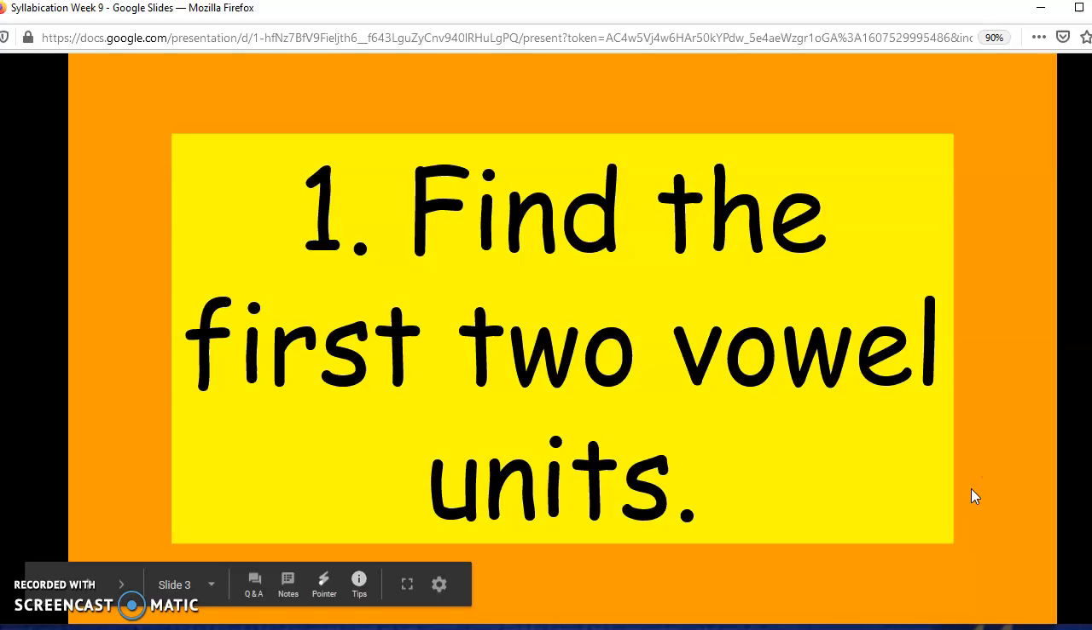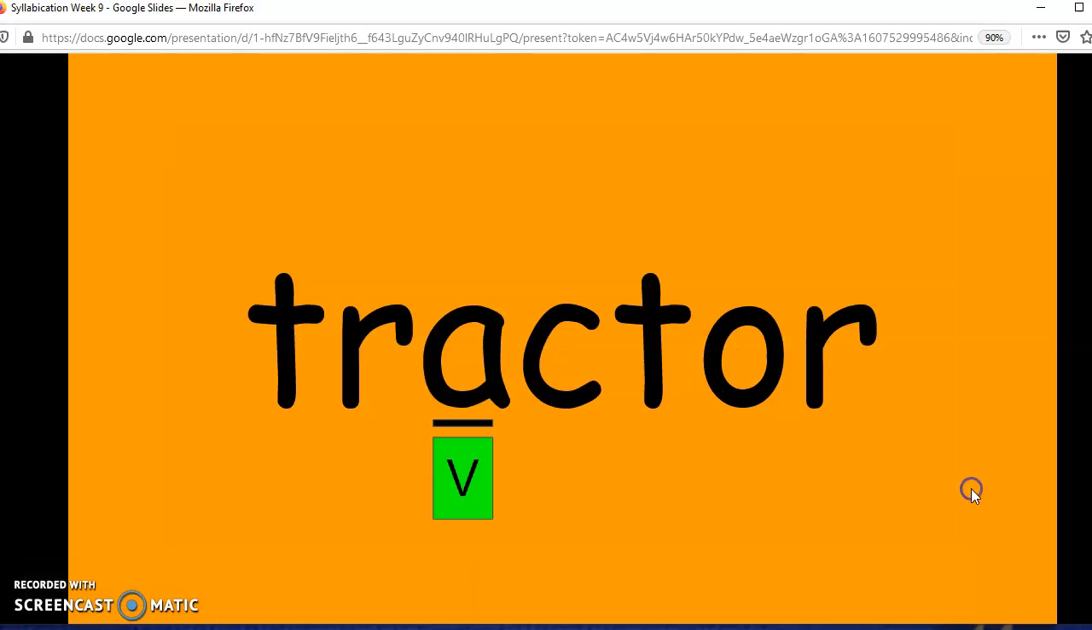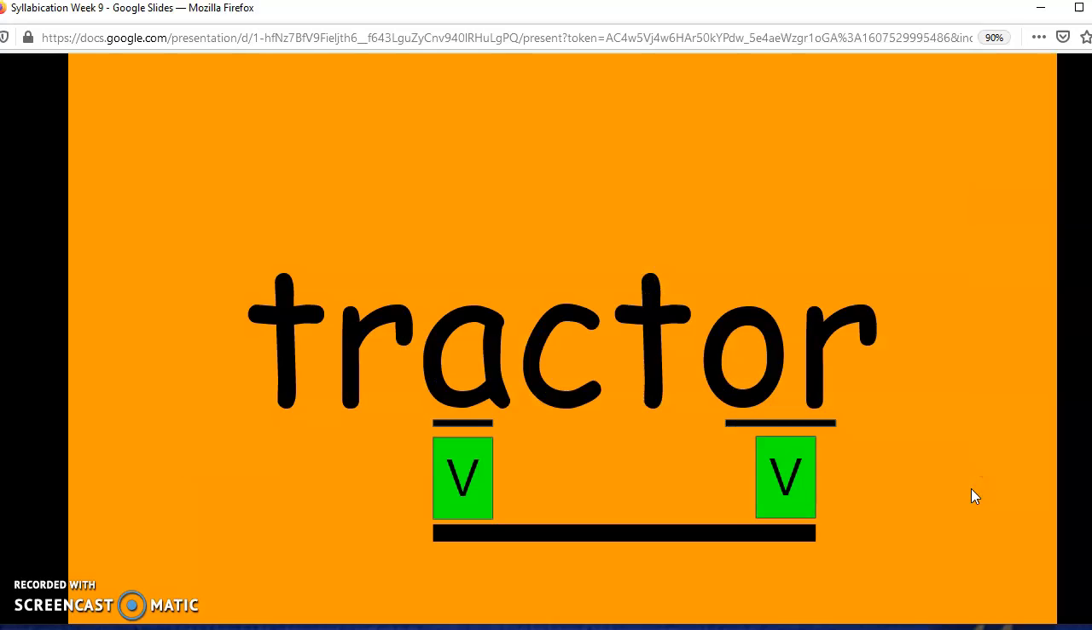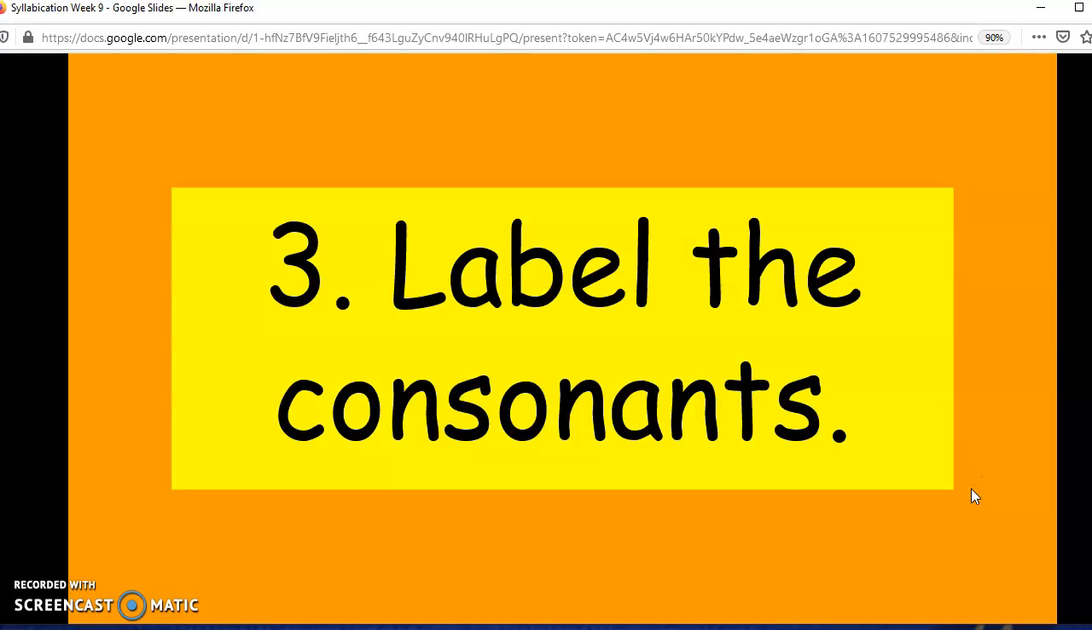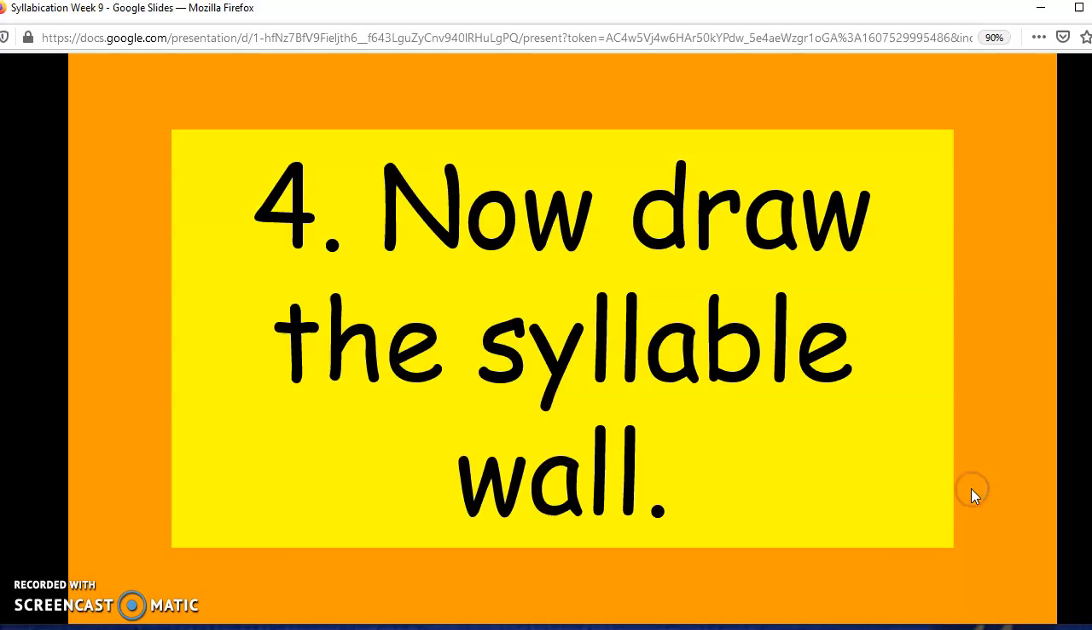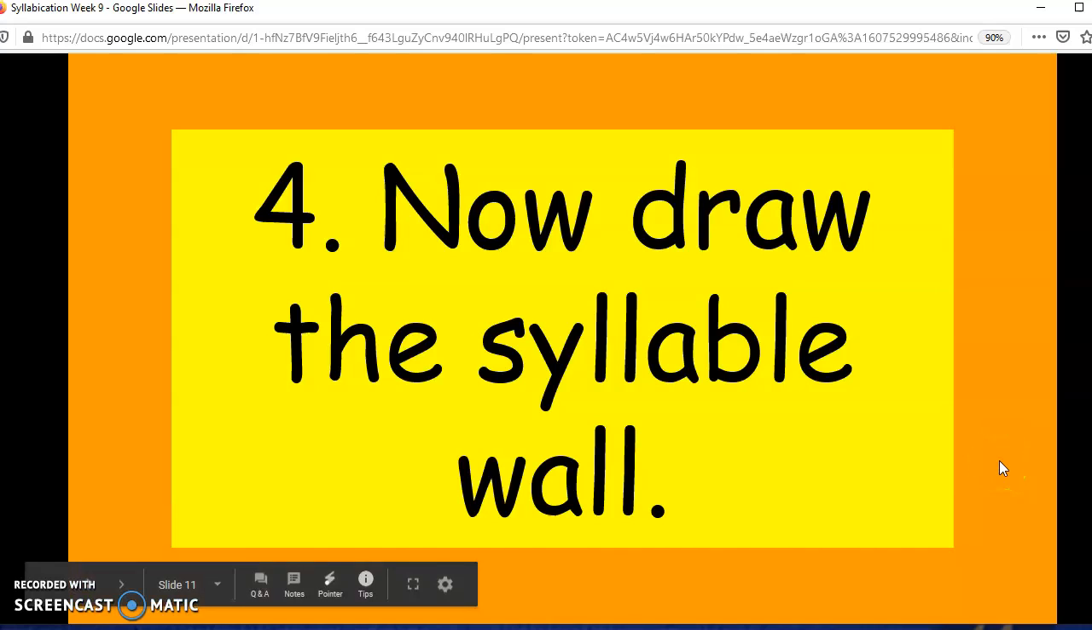Okay, we're going to go ahead and find our first two vowels. We see an A and an OR. We're going to draw our bridge. We're going to label our consonants. We're going to draw our syllable wall.